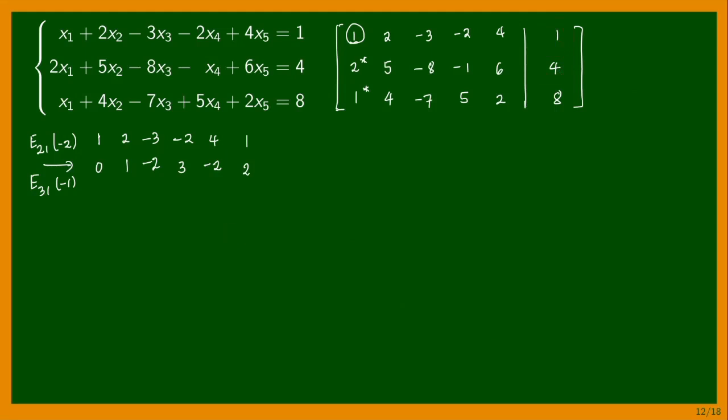Oh wait. Third row, this is going to be 0. By multiplying a negative 1 here and adding it there, we actually just mean subtraction, 1 minus 1. So basically, that's just 0. 4 minus 2 is 2. Negative 7 minus negative 3 is negative 4.